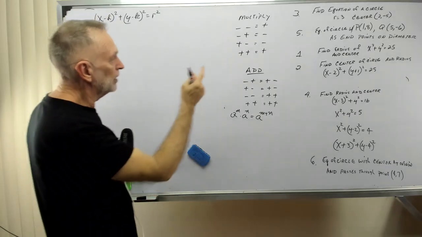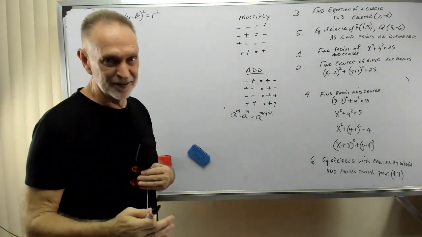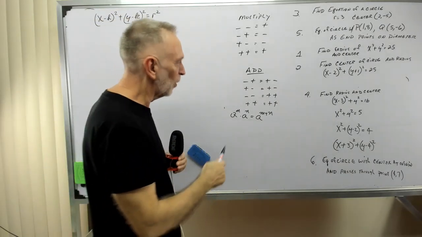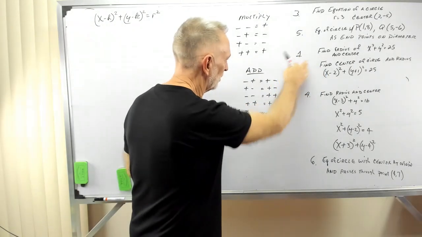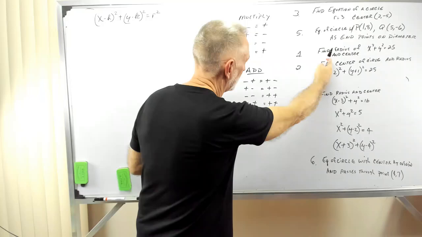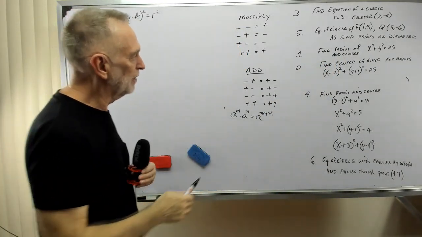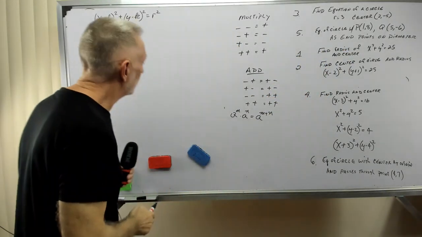All right, so problem number 1. I wrote them down, and they're not in the order of importance, so I numbered them in the order of importance. This is our easy one here. Find the radius of x squared plus y squared equals 25. Find the radius and the center of that circle.